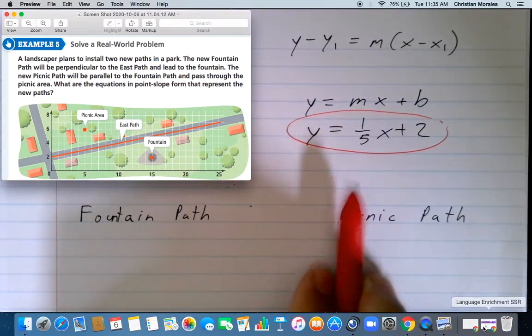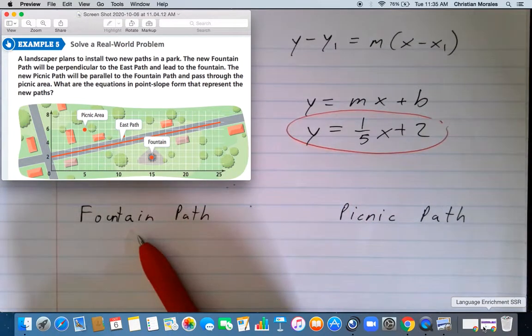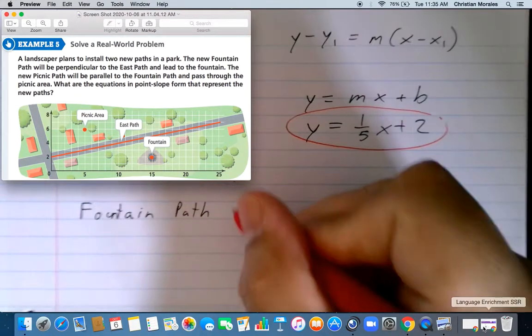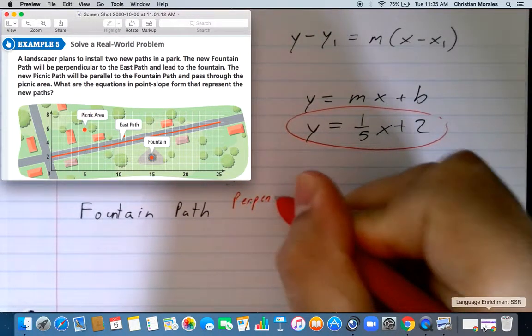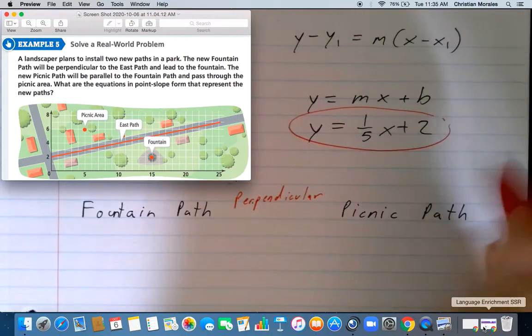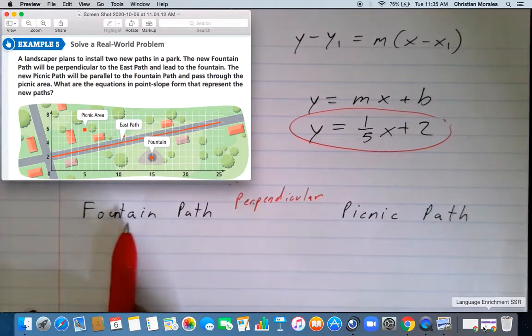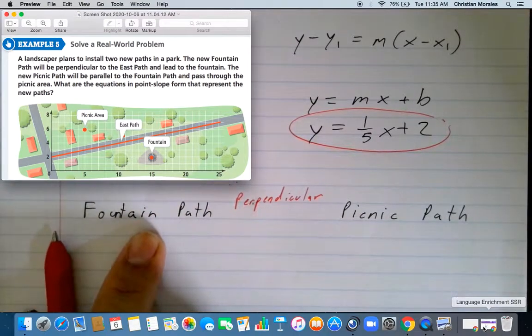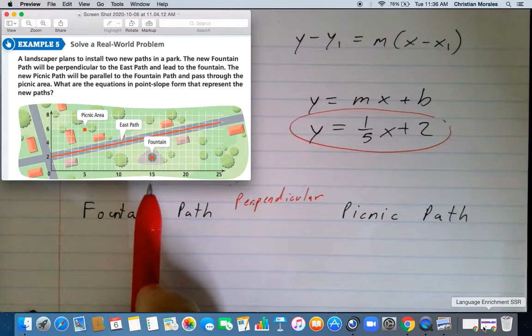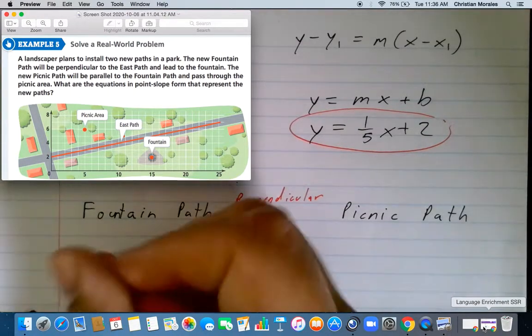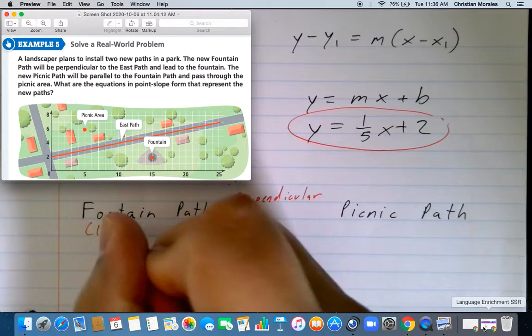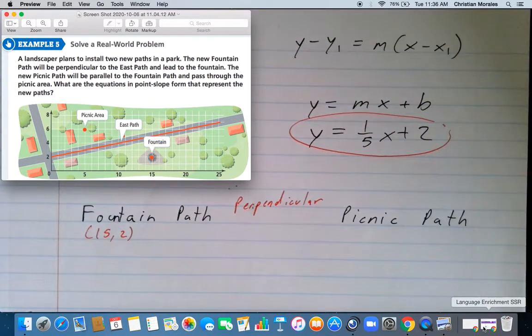All right, we're going to make 2 new paths. Now the fountain path is going to be perpendicular. So this one is going to be perpendicular. Okay, and the picnic path will be parallel to this one. Okay, so let's start with this one first. Before we get to the picnic path, let's do this one. So we want to go to the fountain. I need the points. That point is 15,2. So the point I'm using is 15,2 to the fountain.